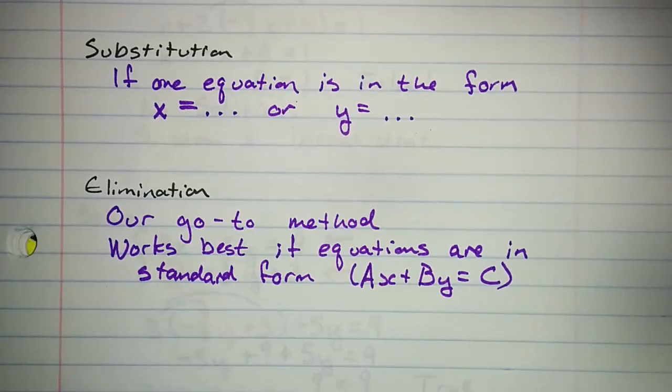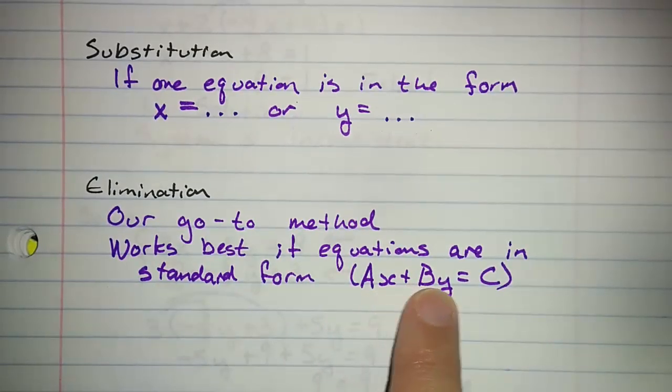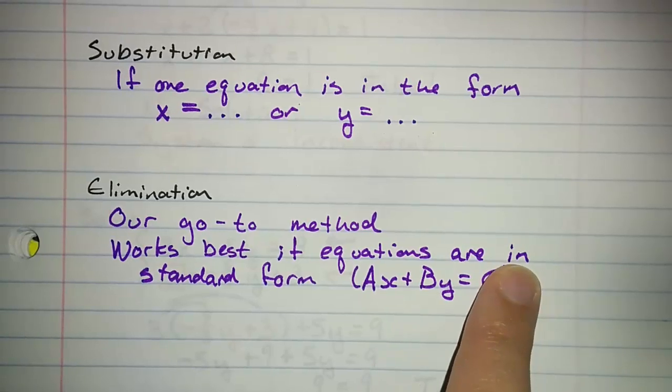Some texts have really rigid definitions of what it is to be in standard form. Something about these guys being integers. That's not what I mean. I just mean in the form a number times x plus a number times y equals a number.